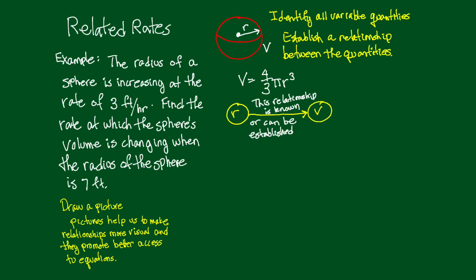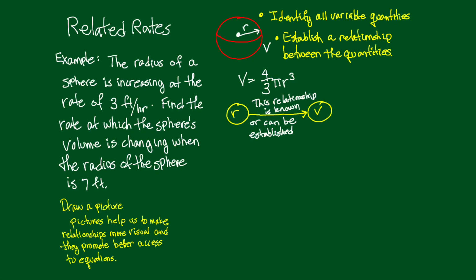So the relationship, this can either be known, right? The relationship can be known, or it can be established. Now we happen to know this one because this is just the first example. So I'm just going to write the relationship. It's known. Now if you don't know it, you may have to work a little bit to establish it. And we'll do that in a following example.